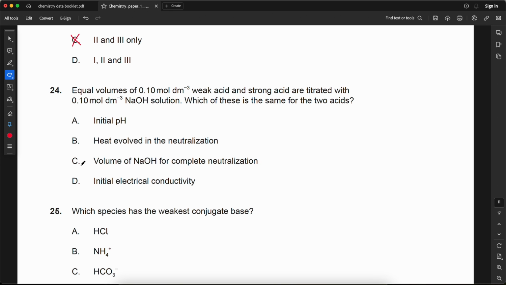And for the volume of NaOH for complete neutralization, while the concentration is the same for the weak and the strong acid, if the number of moles is the same, it will require the same amount of base to neutralize completely, right? So the answer will be C.